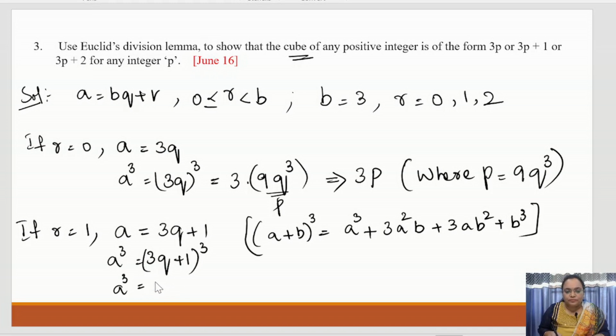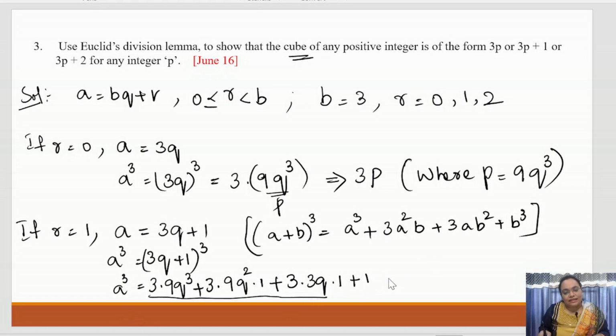You will get, I can write it as 27q cube plus, this is 3 into a square, a square is 3q square, which is 9q square, into b, which is nothing but 1. Okay. Plus 3a, which is 3q, into b square, b is 1, so b square is 1. Okay. Plus 1 cube is 1.